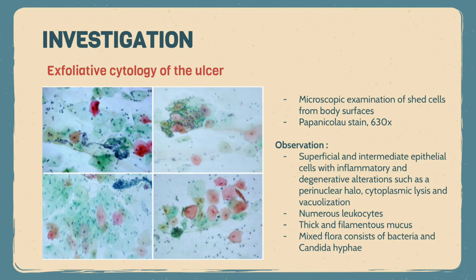From the observation of the lesion, it showed that there is superficial and intermediate pavement epithelial cells presenting diverse inflammatory and degenerative alterations such as vacuolizations and a perinuclear halo. It has enlarged nucleus, binucleation and lysis, with numerous leukocytes, thick and filamentous mucous and cell remnants, in addition to a mixed flora consisting of bacteria and candida hyphae.